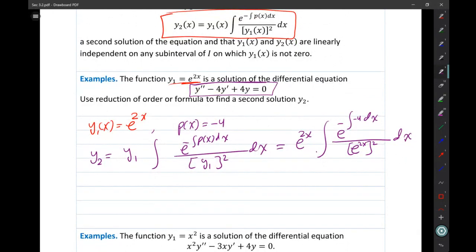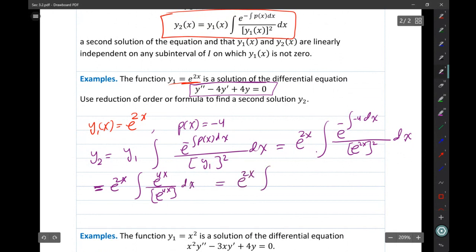Now that becomes e to the power 2x times the integral of e to the power 4x divided by (e to the power 2x) squared, which is equal to e to the power 4x. So that becomes e to the power 2x times the integral of 1 dx, which is equal to x times e to the power 2x. So the second solution y2 becomes x e to the power 2x.